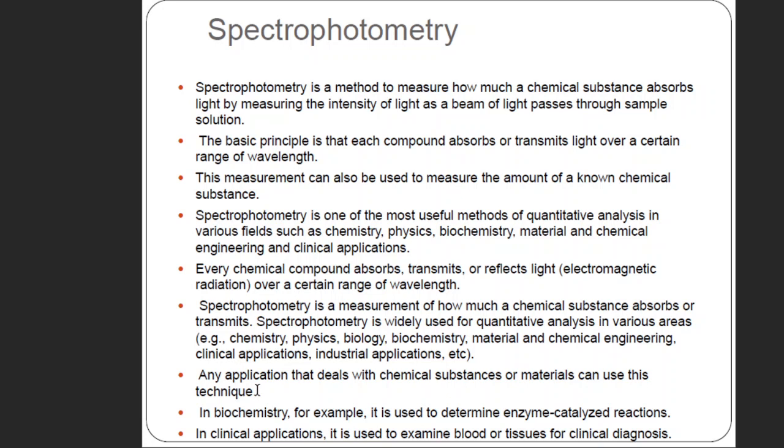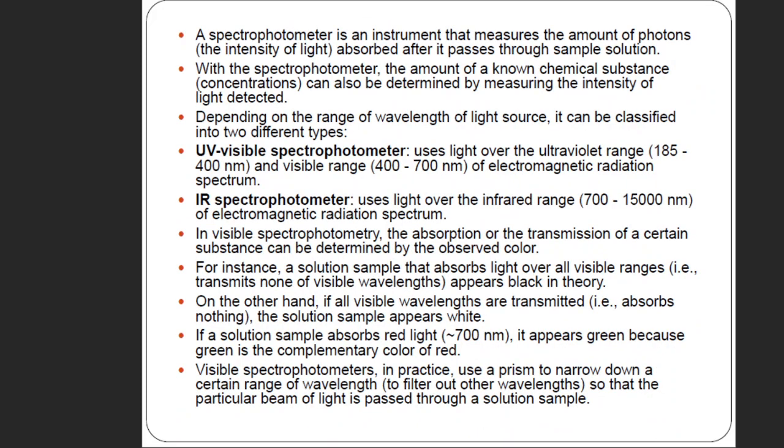This is a versatile and universal technique, already in use across labs throughout the world. In biochemistry, it is used to study enzyme catalyzed reactions. In clinical sciences, it is used to examine blood or tissue and for other clinical diagnosis. So it has several advantages, uses and applications. Spectrophotometer, as we have discussed, is the instrument that measures the amount of photons. Now what is a photon? A photon is a unit of light.